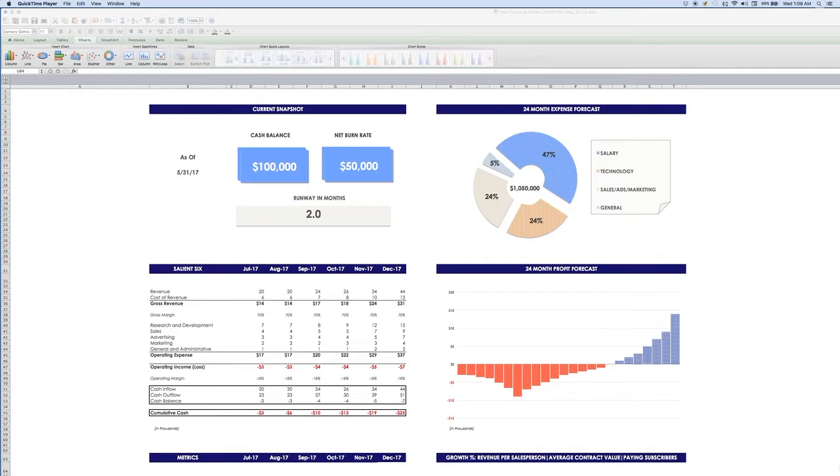So the first piece is cash balance. That's just pulling in from the financial model what your cash is as of May 31st, 2017. The next piece is your net burn. That's how much money comes in, money comes out, and that's what your net number is, right? So this company, if this were my company, I'd be a little bit nervous because you typically want to have about 6 months worth of runway, and this company only has 2 months worth of runway. So that's what I was saying in the beginning. This is what keeps you sane. This is what helps you make sure that you don't run out of cash.